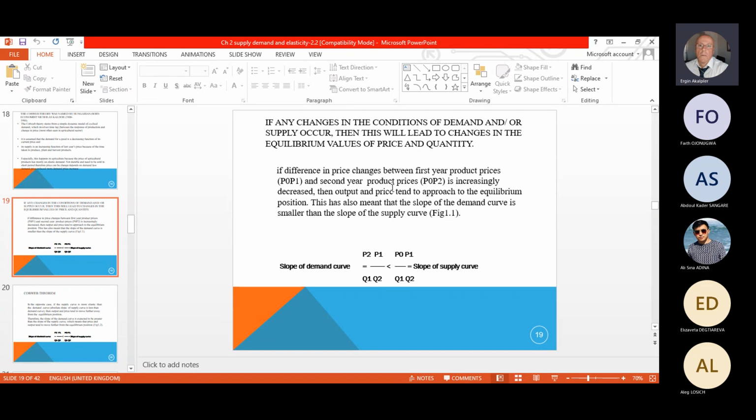This also means that the slope of the demand curve is smaller than the slope of the supply curve. And when it is so, what does it mean? We will see, as I mentioned to you, if the supply is more elastic, this is not good, because elastic supply means you are going to move away from the equilibrium, and if the demand is more elastic, you are approaching the equilibrium. You will see how it is realized.